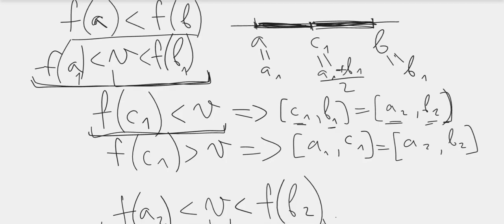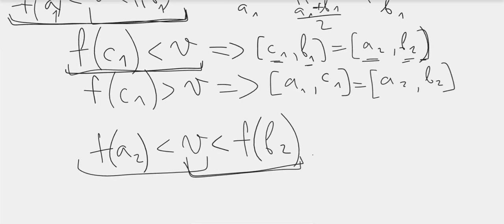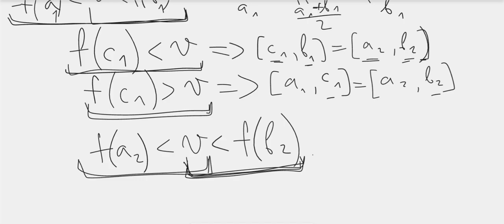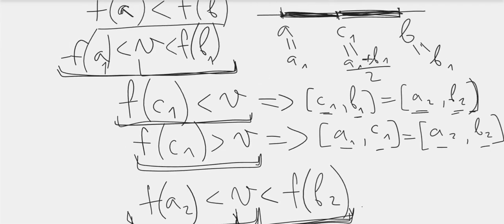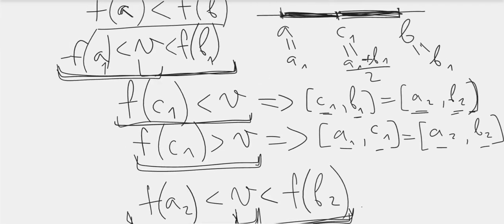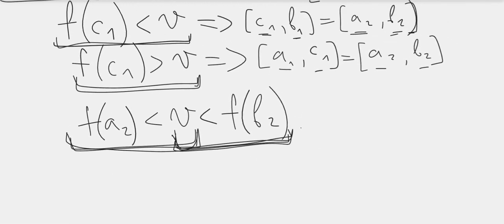And similarly, in the second case, when f of c1 is greater than v, then c1 is set to b2. So then this inequality is exactly this. And the first inequality, because a1 is equal to a2, is exactly this. Right? So we choose the interval such that this inequality holds. And we continue this process again.